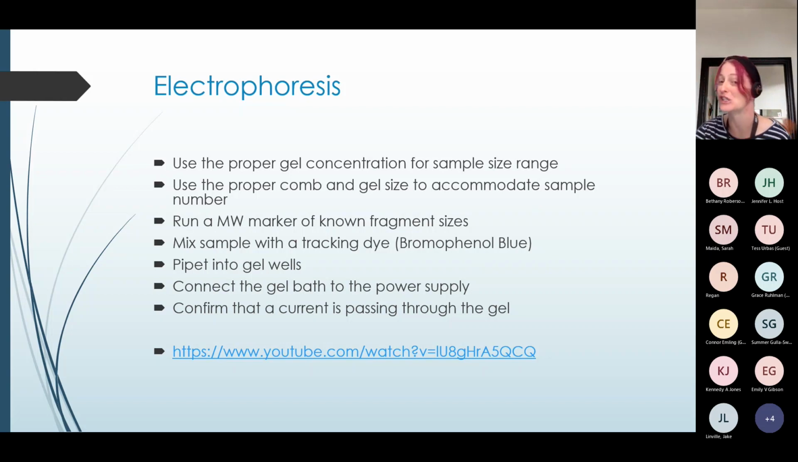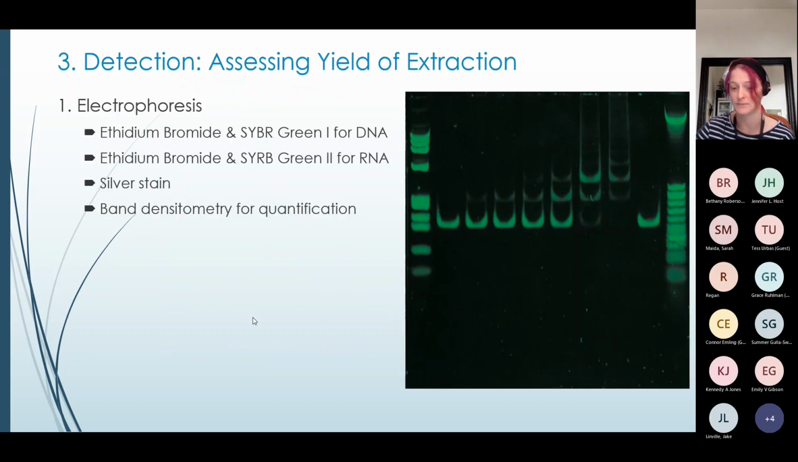It's always better to run it a little shorter and realize, oh, it doesn't look like it's far enough. I would check on it all the time. You never know. You don't want to lose it. I've had that happen before too. So you have to pipette the samples into the wells that are made and connect it to a power supply. You confirm that the current is passing through because there are little bubbles that form on the anode and cathode, because it's splitting the water into oxygen gas and hydrogen gas. So you'll actually see bubbles. That's how you know that there is a current. Again, we're going to skip the video, but we might have time.